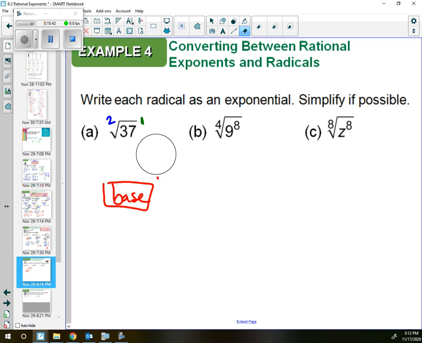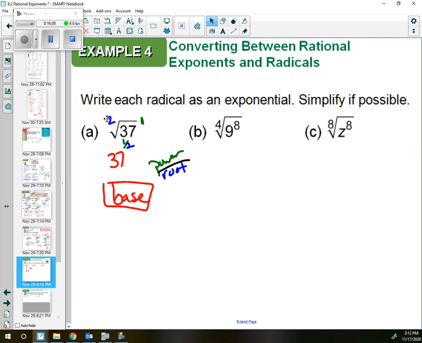So I'm going to replace here, with our color coding, power over the root. All right, so let's see if we can rewrite this one. So what would that look like? My base in this one is the 37. And the fractional exponent that I'm going to be raising it to, well, the power is 1 over the root, which is 2. So that would be 37 to the 1/2 power.